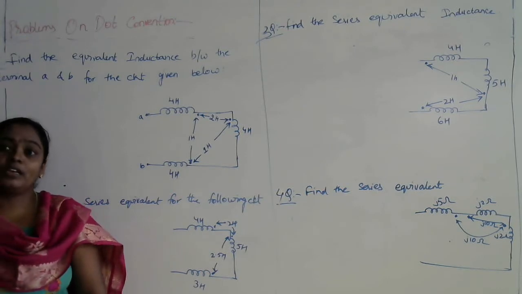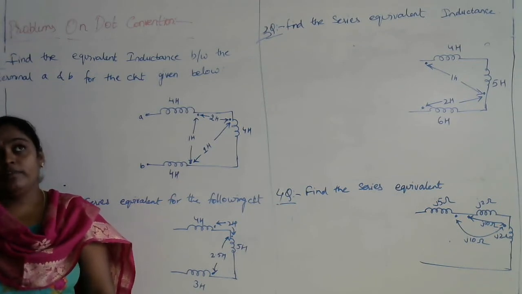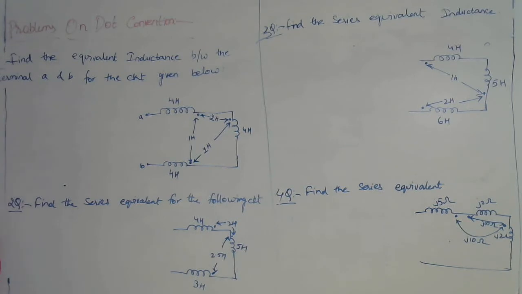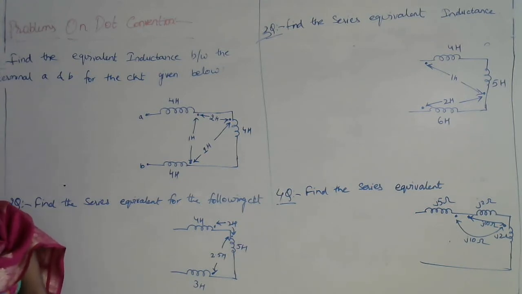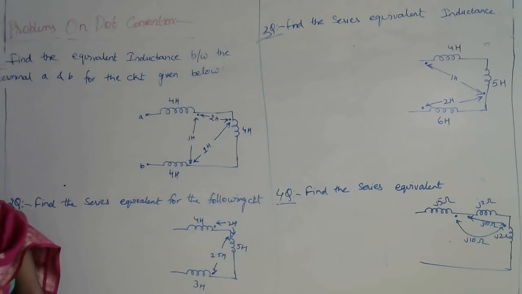Whenever we are dealing with mutual inductance, we first need to consider whether the circuit is connected in aiding, that is in the same direction, or in the opposite direction. Depending upon the aiding concept, whether it is series aiding or parallel aiding. In series aiding, if the direction of current flow is the same, we represent it as positive. If it is opposite, we represent it as negative.